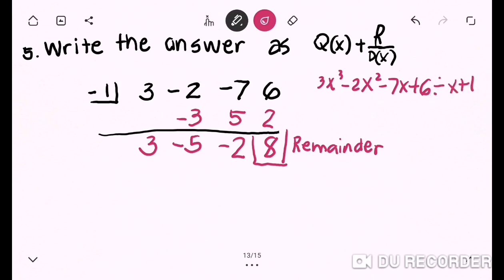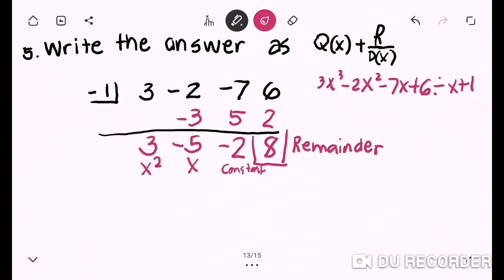So kung mapapansin, yung ating dividend ay degree 3. Degree 3 divided by a degree 1. So ibig sabihin, x cubed divided by x. So ang magiging sagot, expect natin na degree 2. So ibig sabihin, ito yung coefficient ng x squared. Ito ang magiging coefficient ng ating first term. Ito yung ating magiging constant term. So, sulat natin ang sagot.